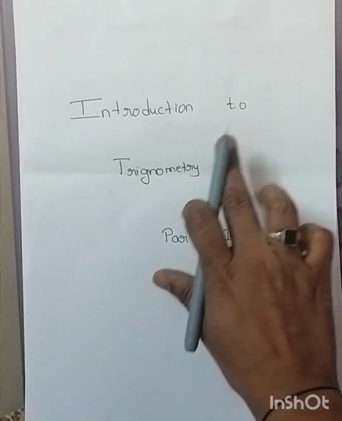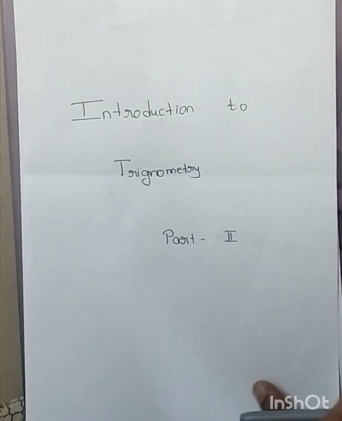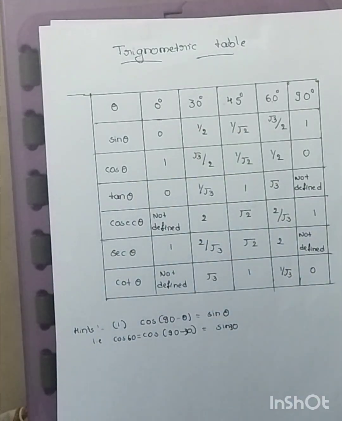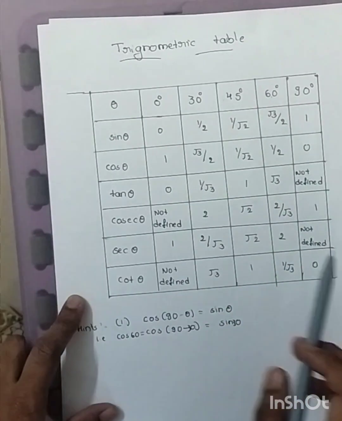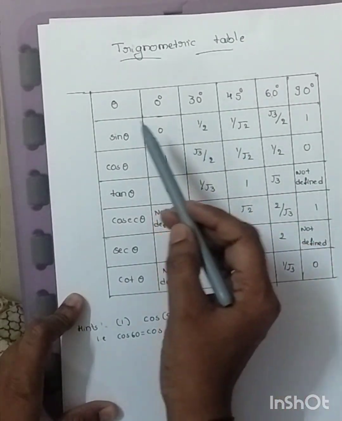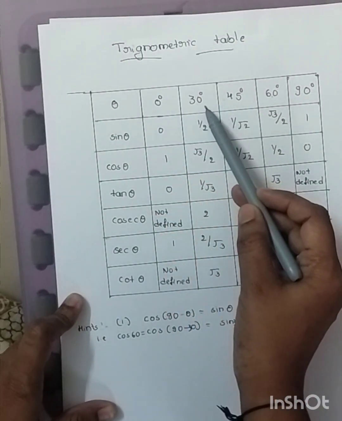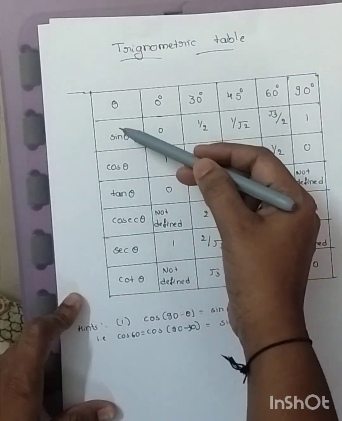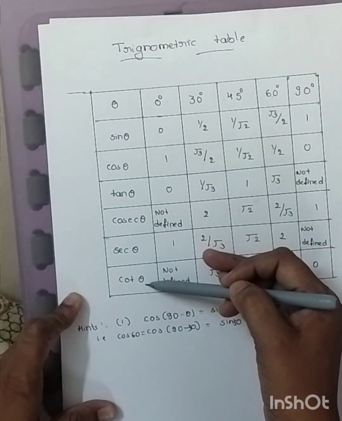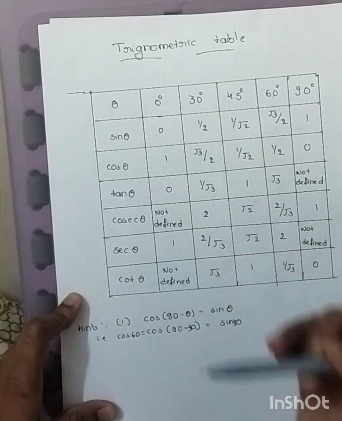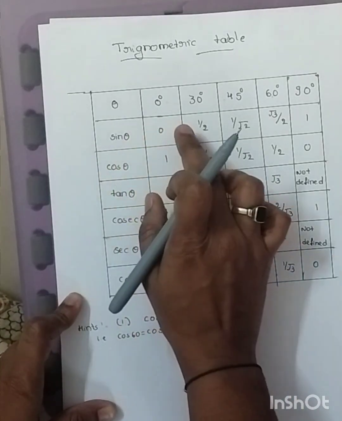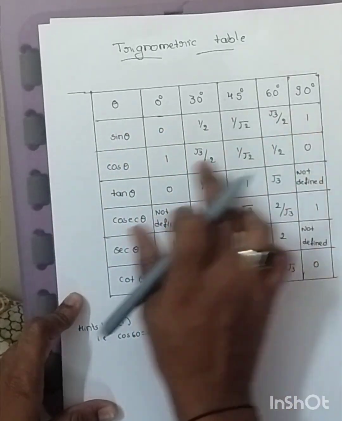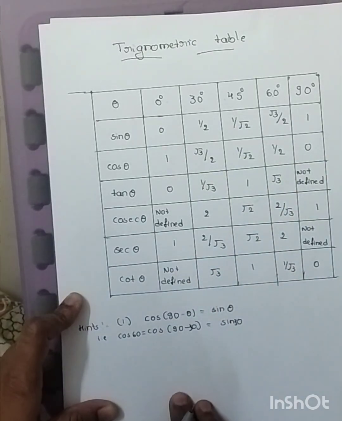Welcome to the Introduction to Trigonometry. Here is a well-defined table I have already written. This table gives the values for 0 degrees, 30 degrees, 45 degrees, 60 degrees and 90 degrees. These are the various trigonometric ratios we already studied in the previous videos. So how do we remember it? By remembering only the sine values, we can estimate the remaining values.